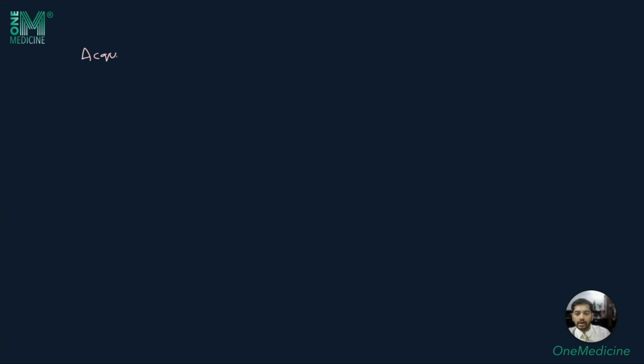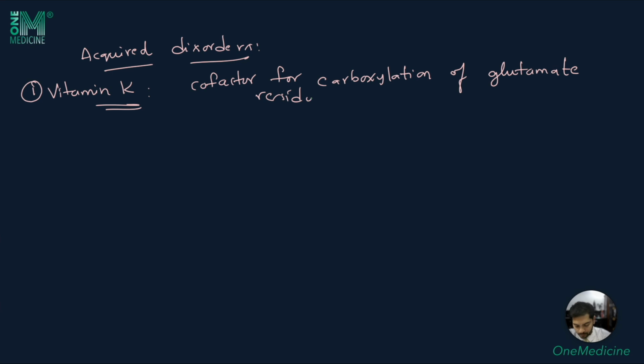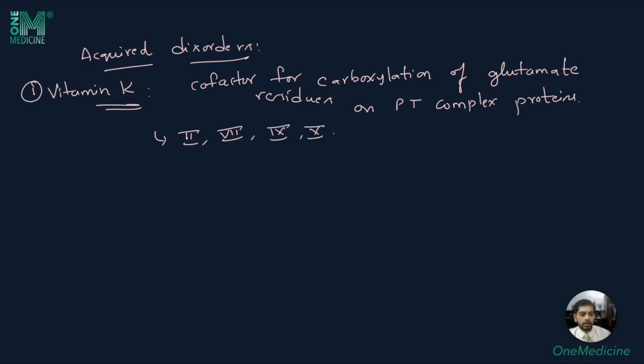Let's now move on to the acquired disorders of blood coagulation. The first one among them is vitamin K. Vitamin K is a cofactor for carboxylation of glutamate residues on prothrombin complex proteins. Vitamin K dependent clotting factors including 2, 7, 9 and 10 are usually affected in case of vitamin K deficiency, and this leads to increased risk of bleeding.